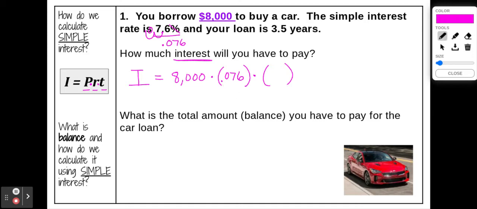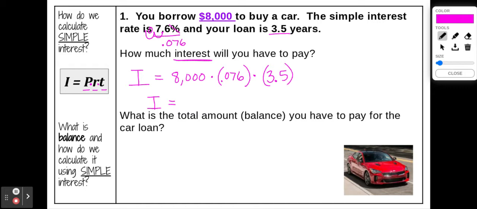Okay, then we have to multiply that by the time. The time is always in years right here. So 3.5 years, that would just be simple 3.5. Okay, so get your calculator ready. $8,000 times 0.076 times 3.5. We're multiplying these together. This is going to tell us the interest, which is the little bit of extra money that we're going to have to pay the bank to borrow $8,000.